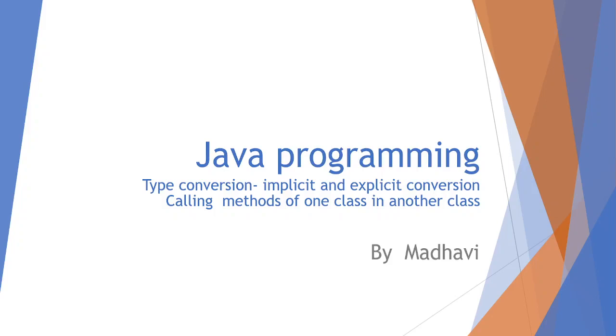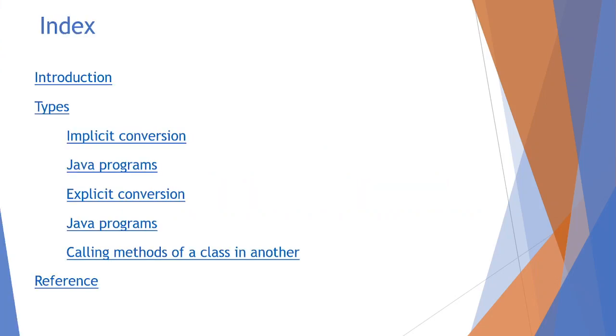In this video, I'll be explaining type conversion, implicit as well as explicit conversion, and calling methods of one class in another class. Let's see the contents: Introduction, types, implicit conversion, Java programs based on implicit conversion, explicit conversion and Java programs, and calling methods of a class in another class. Let's start.